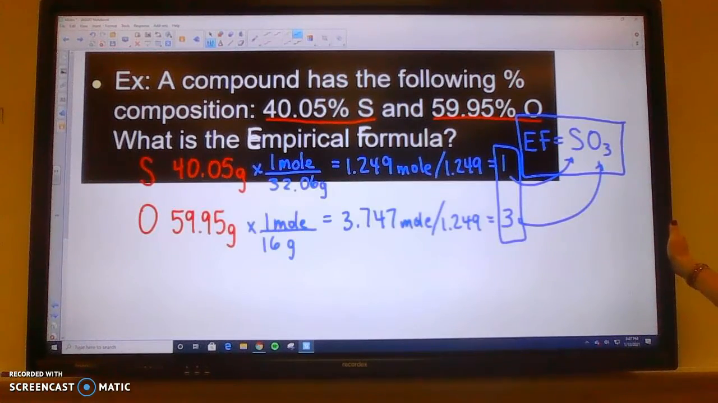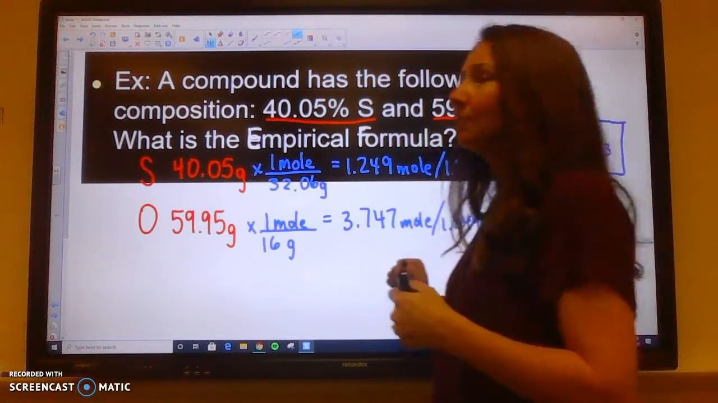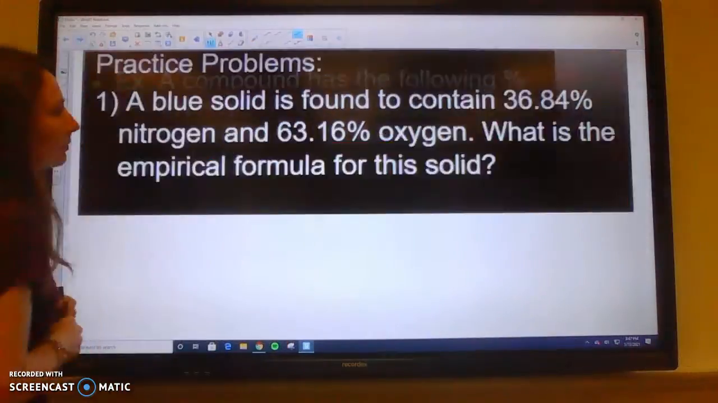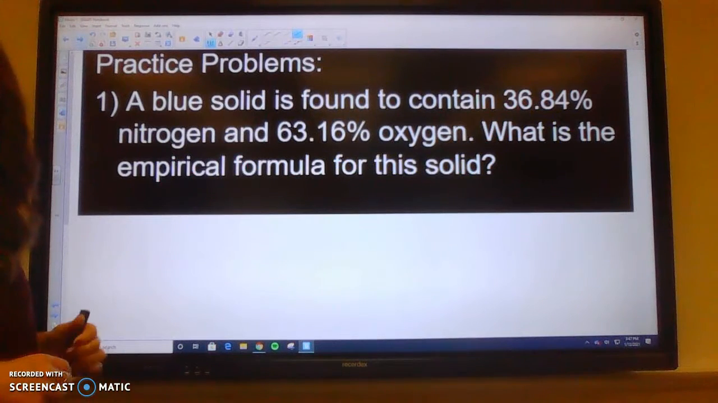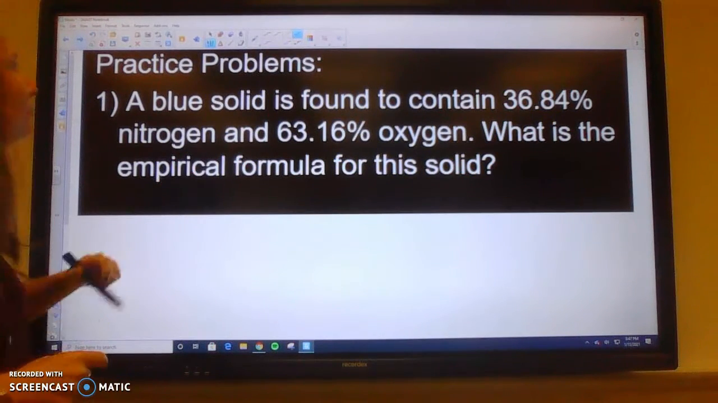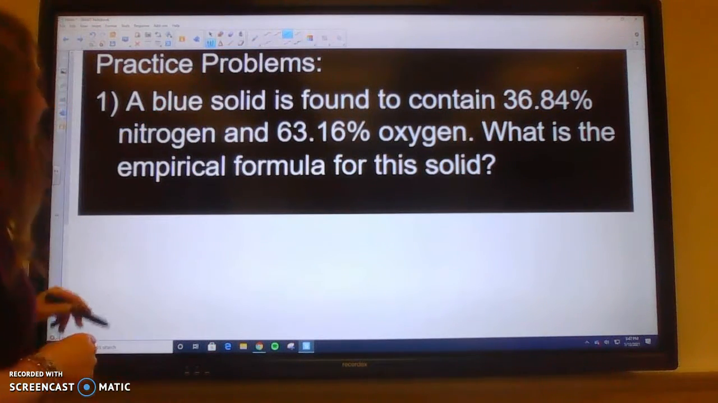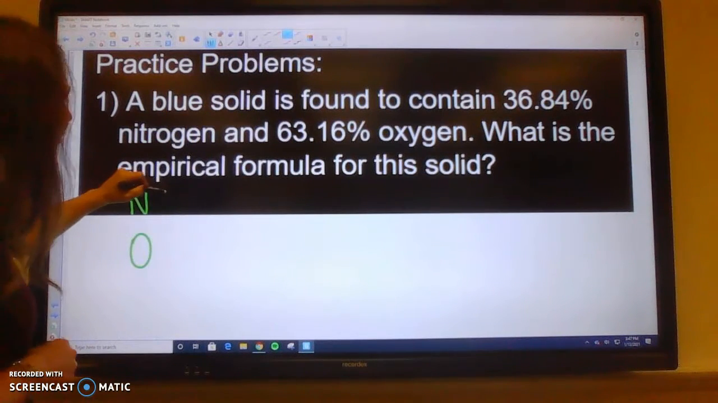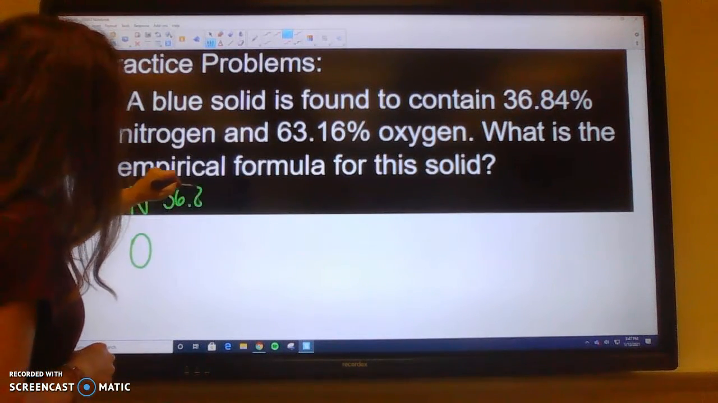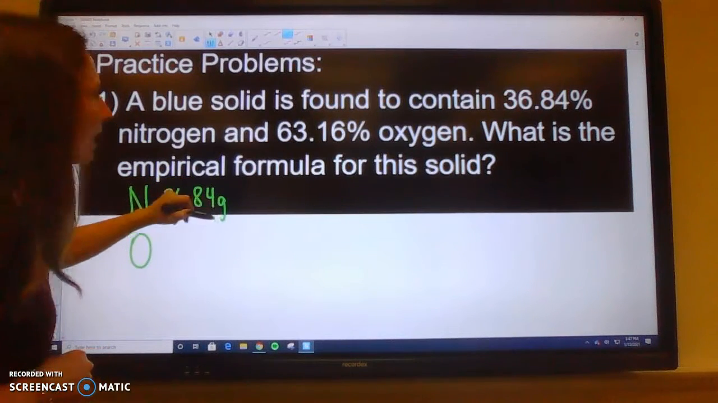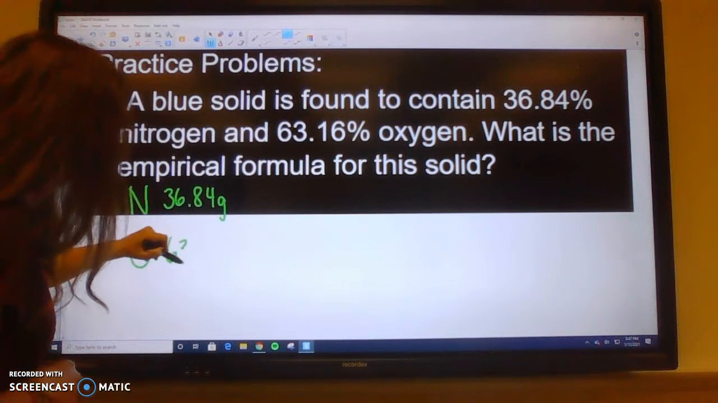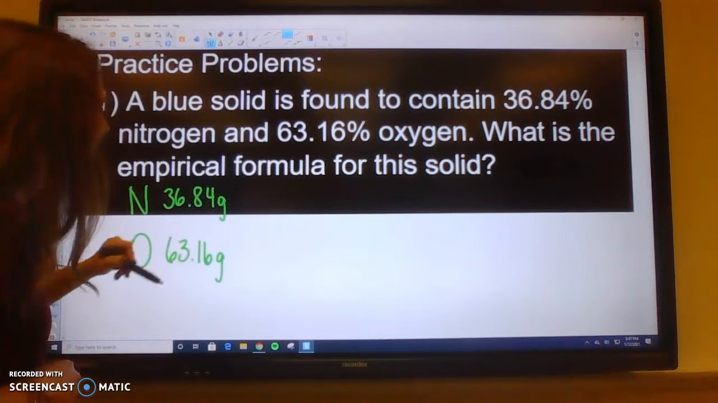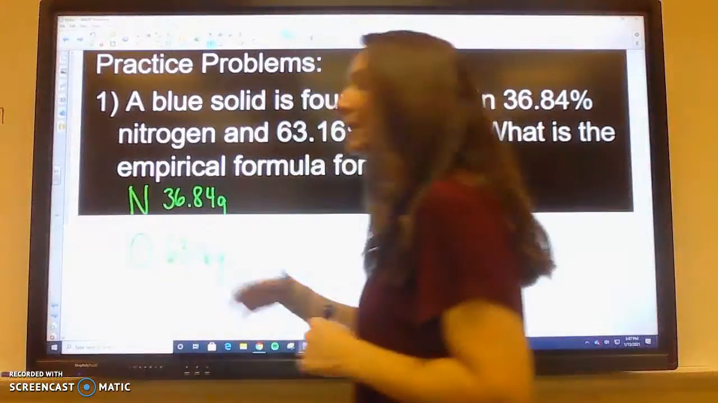All right, so let's look at another example. Okay, the next example gives us a percentage of nitrogen and oxygen. So we're going to label this nitrogen, oxygen. Nitrogen is 36.84%, but that's our grams, and oxygen is 63.16 grams. So that's our first step.